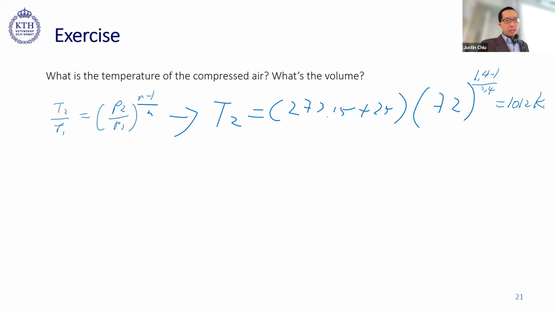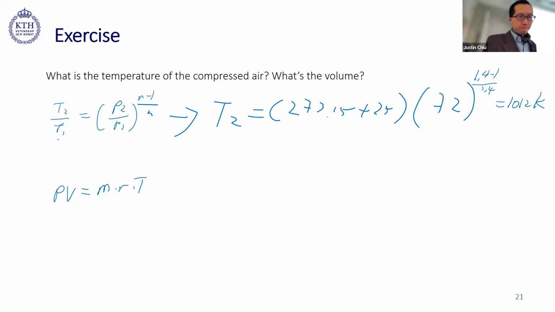If you prefer to use the ideal gas law directly, PV equals MRT. Nah, it's okay. I think the first one is good enough. It's very straightforward here. And then what is the volume? Let us calculate directly the volume.